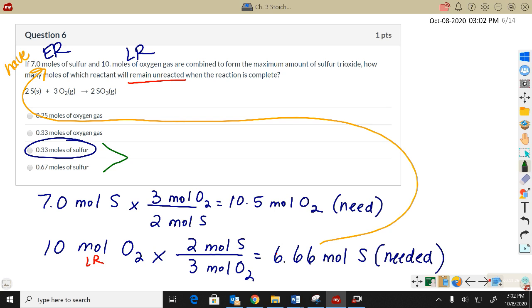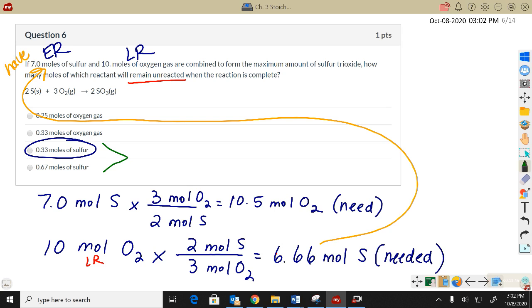Okay, so this ratio is a little bit funky. It's a 2 to 3. And I like it when it's a ratio I can kind of estimate in my head easily. So I'm supposed to have a little bit more oxygen. And when I look at the problem, I do. I have 7 sulfur and I do have 10 oxygen.